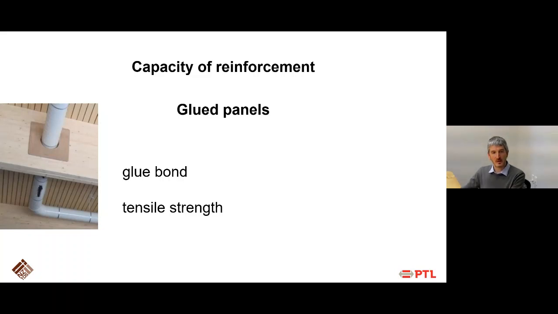When you use glued-on panels, you have to check the glue bond or the adhesion between the plywood panel or whatever panel you're using and the timber member. And there's values provided in the guide or also in the design standards. As mentioned before, you need to provide screws simply for applying pressure during the gluing process. You then also have to check for the tensile strength of the panel itself, and obviously only use the effective layers if you're using plywood.